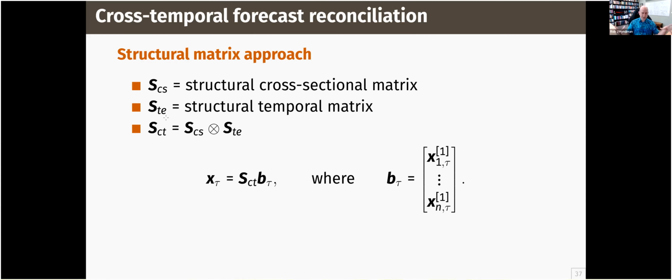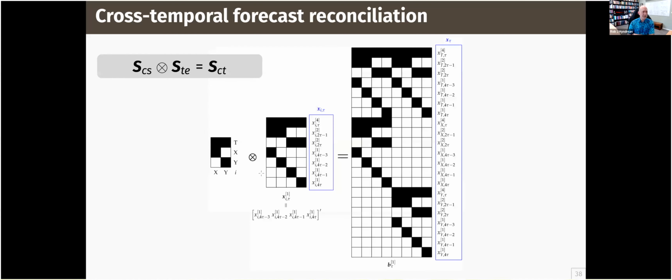And then the whole thing, when I put it all together, I can use a Kronecker product like that. So cross-sectional Kronecker product with temporal, and I will get this big matrix, and then my series of everything, X sub tau, is going to be this new matrix times the bottom level series like that. So for this example, I can write it like this.